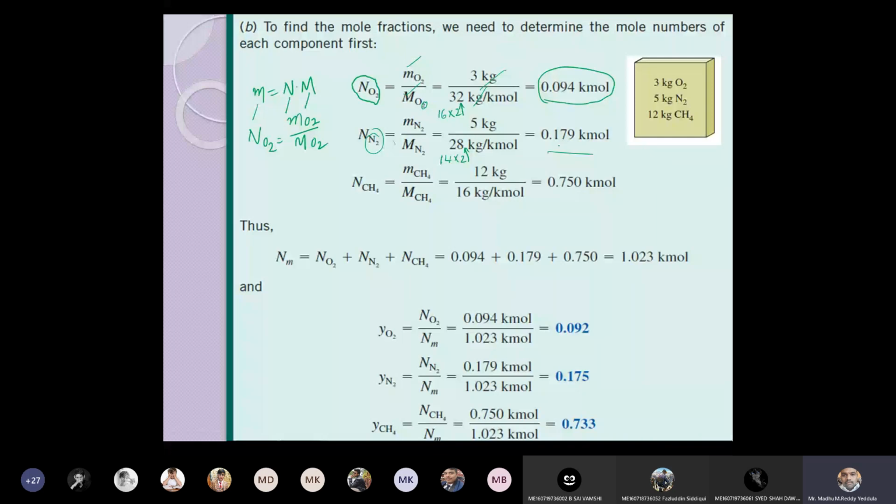And similarly for methane, CH4. How to get the molar mass? Carbon atomic number is how much?